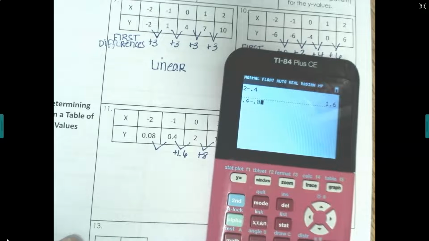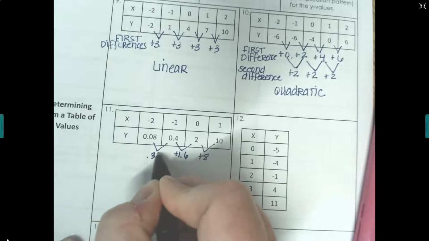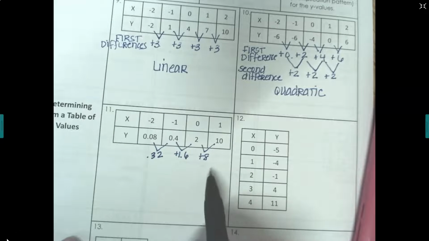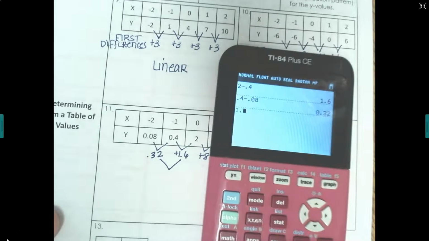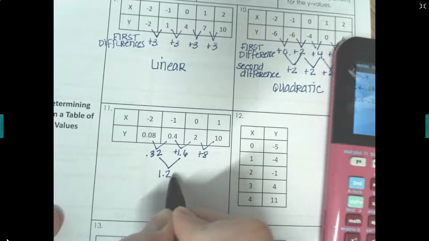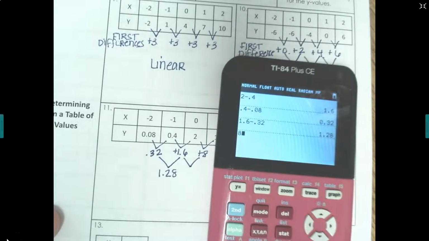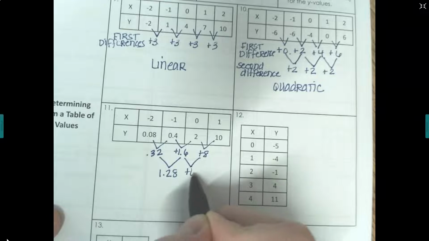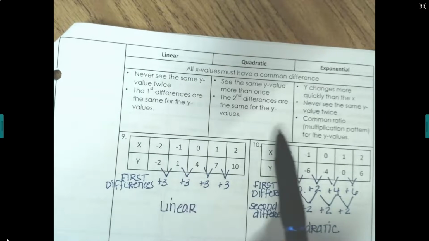And then I'm going to do the same here. 0.4 minus 0.08, and we got 0.32. Okay, so my first differences aren't the same, not linear. So I'm going to check my second differences. I got 1.6 minus 0.32 gives me 1.28. And I can see this is not going to be the same here. I'll just verify it. 8 minus 1.6, I'd have to add 6.4 there. So my second differences are not the same. So it cannot be linear, it cannot be quadratic.